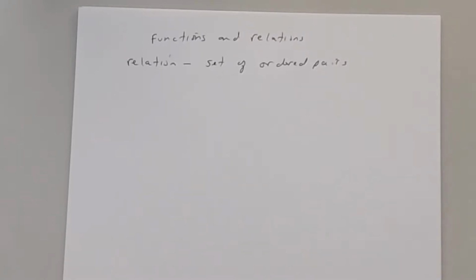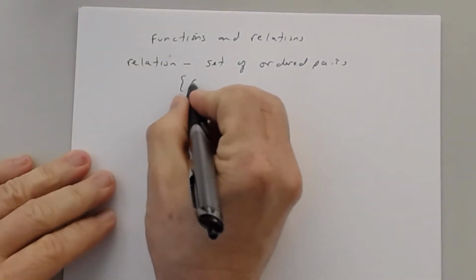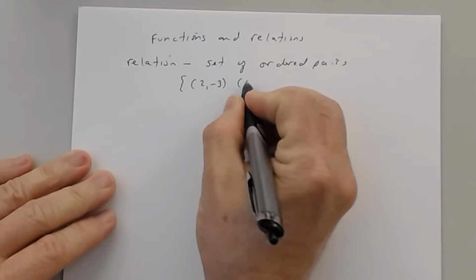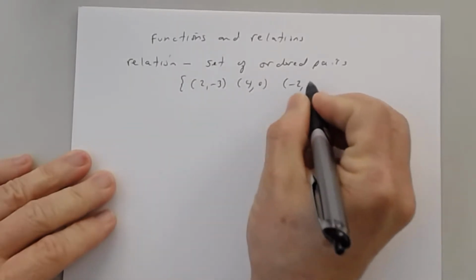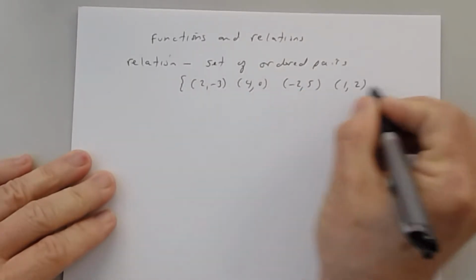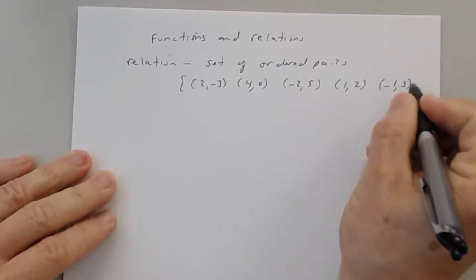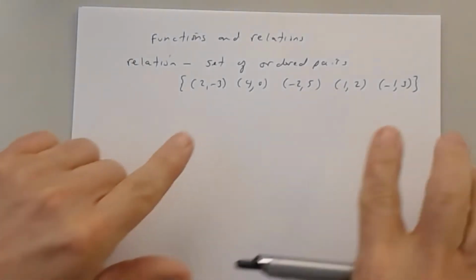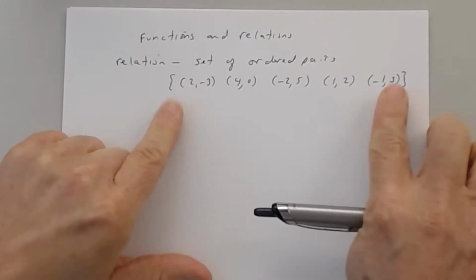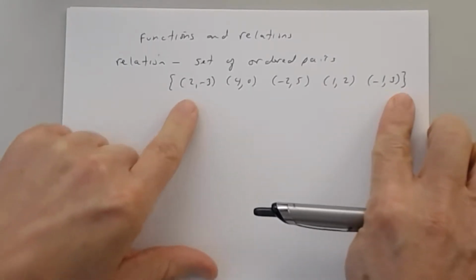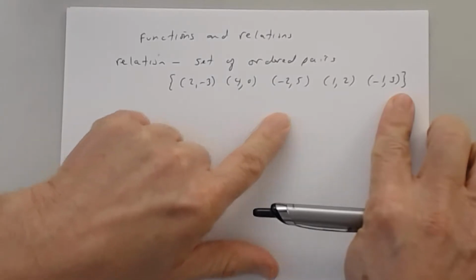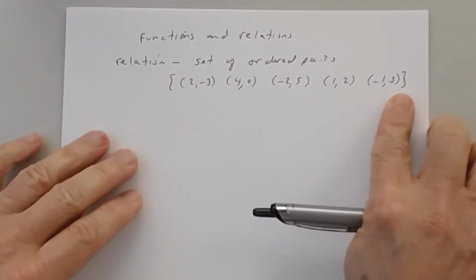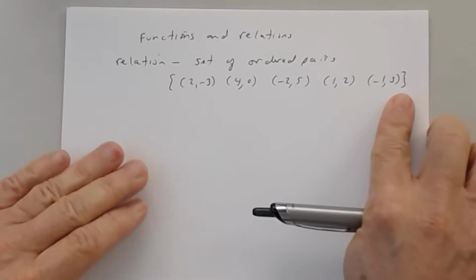So an example of a set of ordered pairs is this. All right, so this is an example of a set of ordered pairs. Notice that it's written as a set, the braces, and then these points are ordered pairs. So this is a set of ordered pairs. That's what a relation is, a set of ordered pairs.